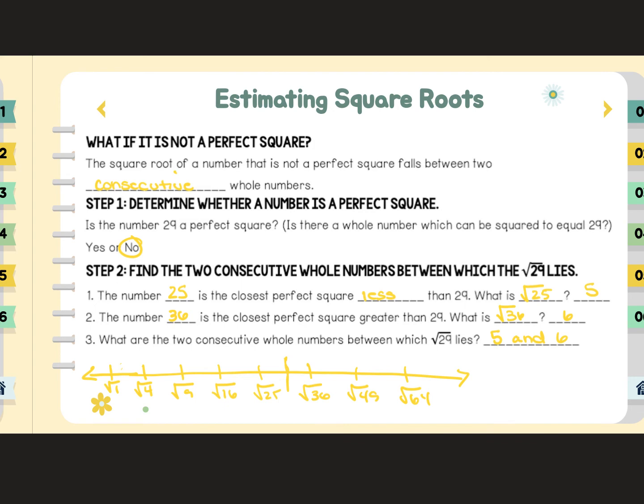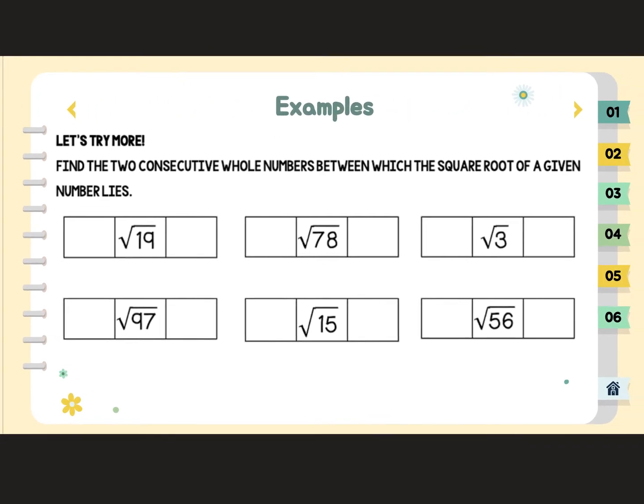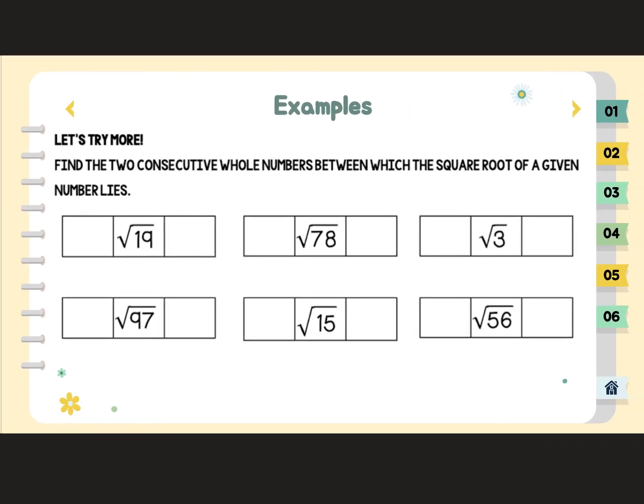Let's do some more practice with that. All right. So again, looking at the number line that we just did on the other slide, we're going to look at between which consecutive whole numbers each of these square roots lie. All right, so let's take a look here.